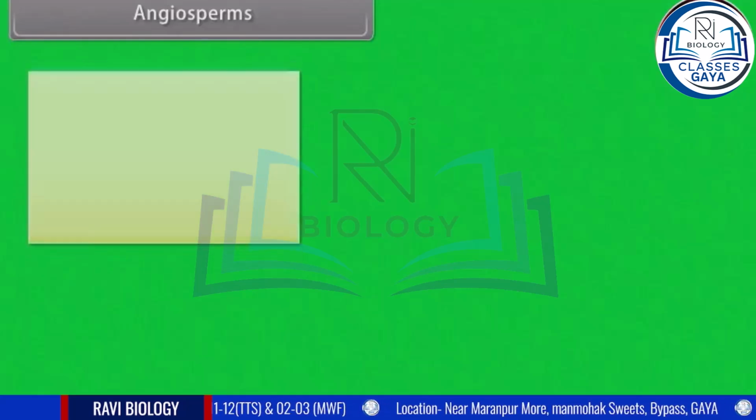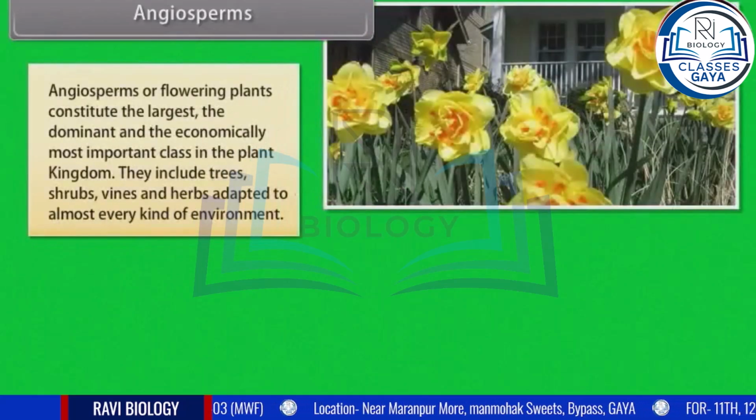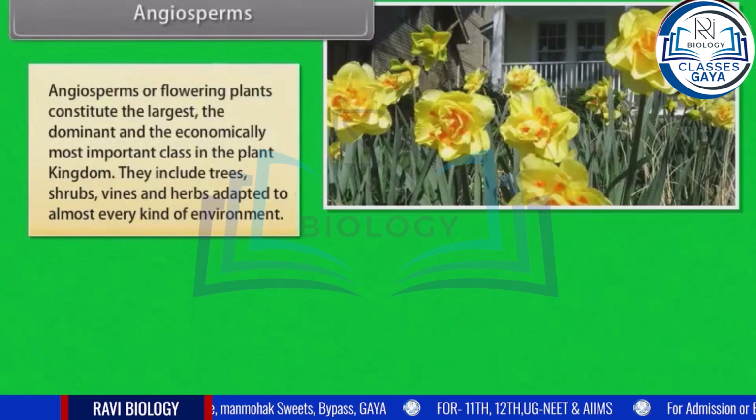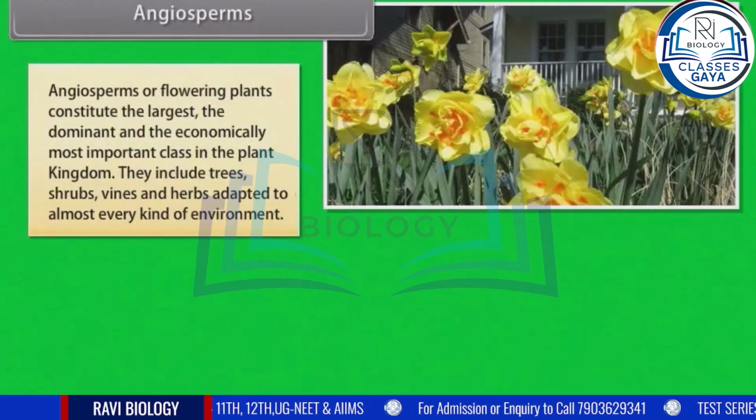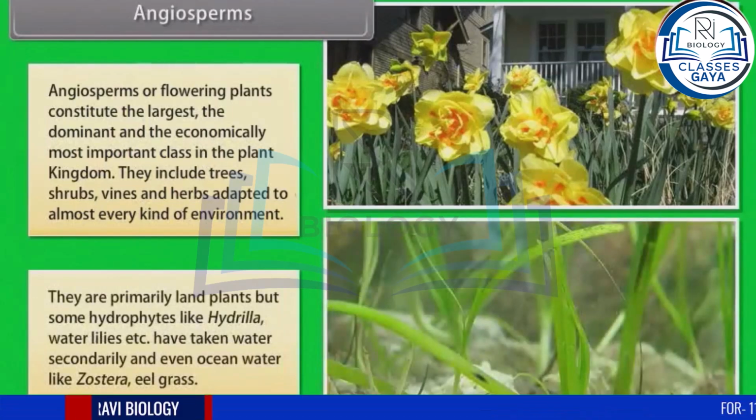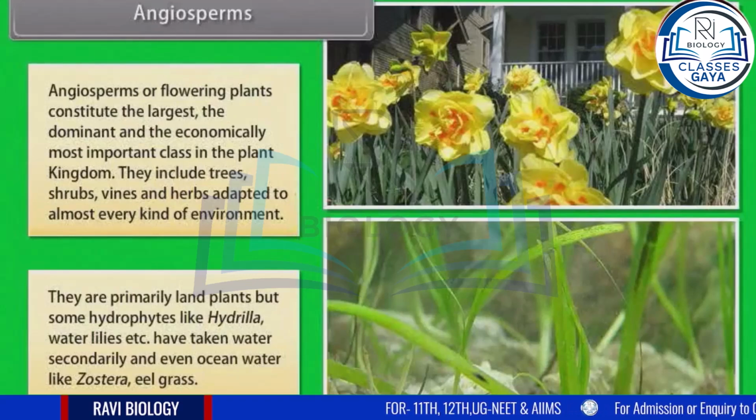Angiosperms. Angiosperms, or flowering plants, constitute the largest, the dominant, and the economically most important class in the plant kingdom. They include trees, shrubs, vines, and herbs adapted to almost every kind of environment. They are primarily land plants, but some hydrophytes like Hydrilla, water lilies, etc. have taken to water secondarily, and even ocean water like Zostera, eel grass.